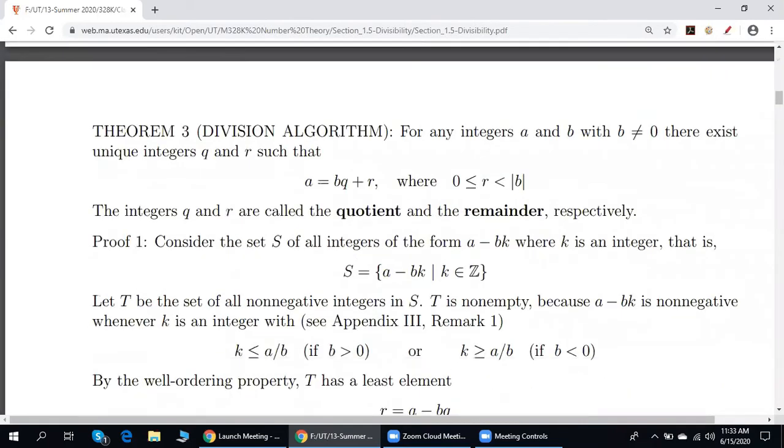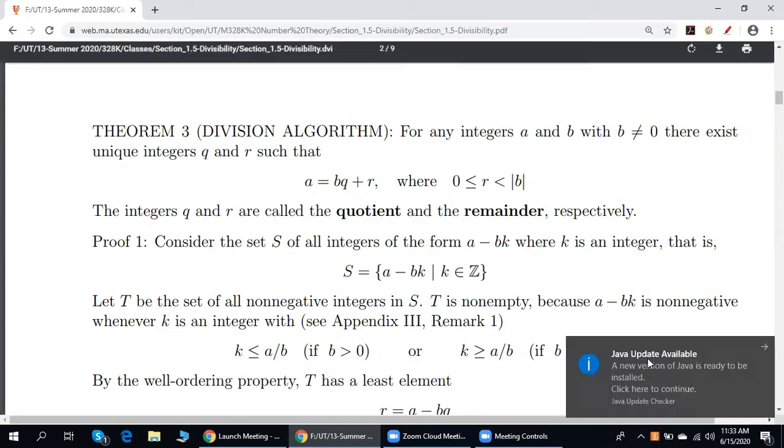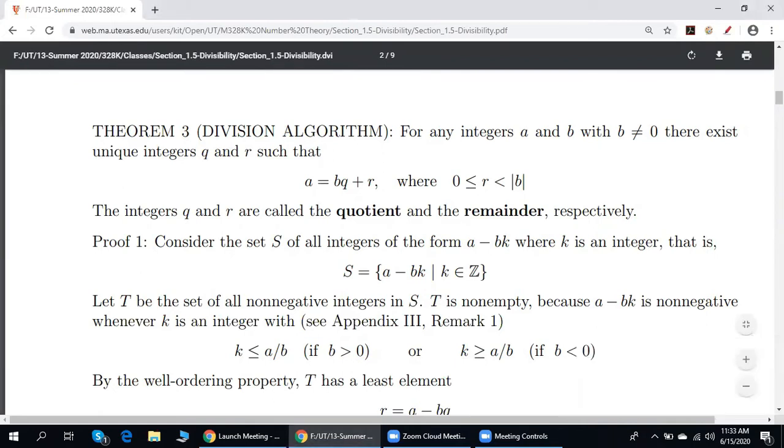Theorem 3, division algorithm. Theorem 3 is of great importance in number theory. We will deduce other important theorems from Theorem 3. So, Theorem 3 says the following.